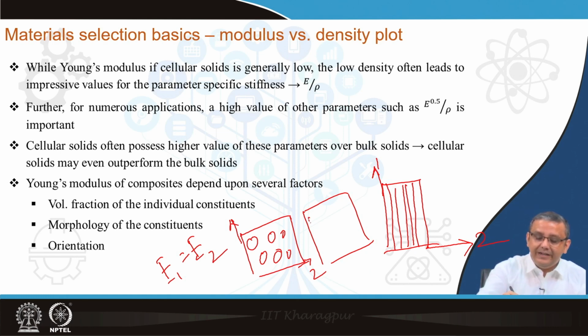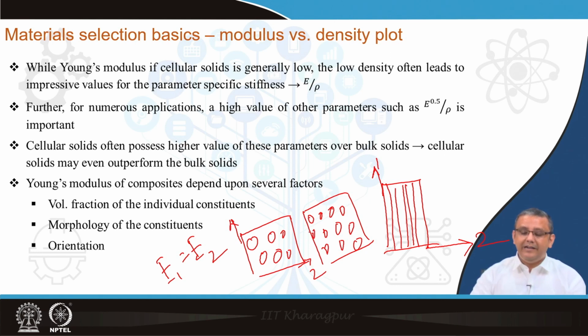However, if you now increase the amount of the particles, that means you increase the particle volume fraction, then the Young's modulus will also increase if the particles have a higher modulus. So the modulus of composite materials depends upon several factors, which include the volume fraction of the particles, the morphology of the reinforcement phase, and the orientation of the reinforcement phase.